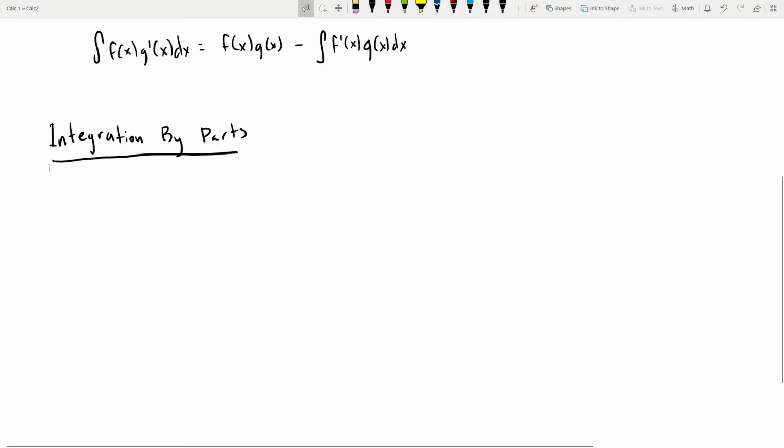So here we are at integration by parts, and I'm going to show you how we can make this formula a little simpler, because as of now this looks a little much. So we're going to simplify it, and I'll show you how we can do that.